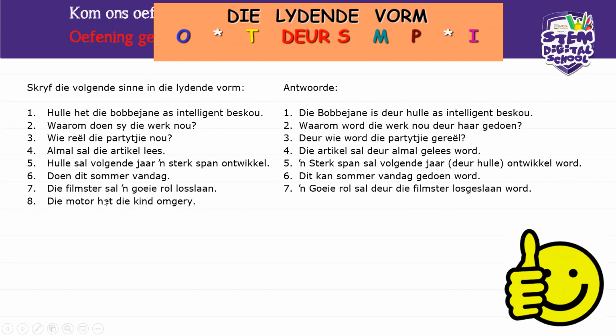Okay, "die motor het die kind omgery." Die motor, of nie die motor nie. Die kind, try and finish it from there. Die kind, so that immediately moves to the front of the sentence. Then we put the verb, die kind. Is it going to be het or is? Just try. And he says "die motor, die kind deur omgery word." Almost there. "Die kind is deur die motor omgery."